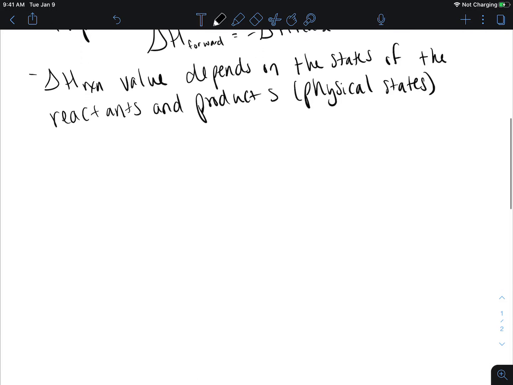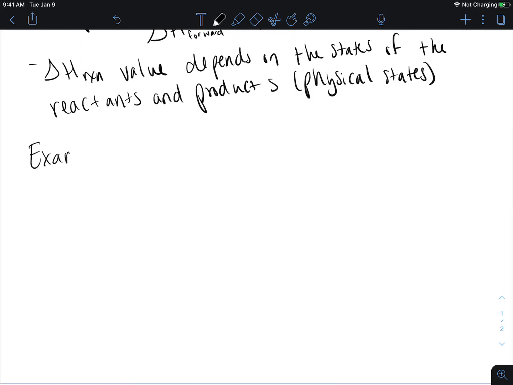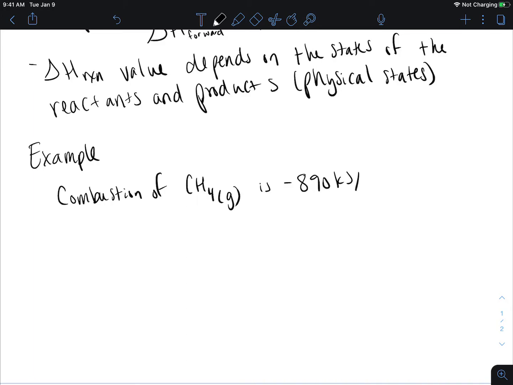Okay, so let's try an example of delta H as an extrinsic property. So let's say we've got the combustion of methane in its gaseous state. The combustion of methane is negative 890 kilojoules per mole of methane. And so this is a known. Combustion of methane in the gaseous state is negative 890 kilojoules per mole.